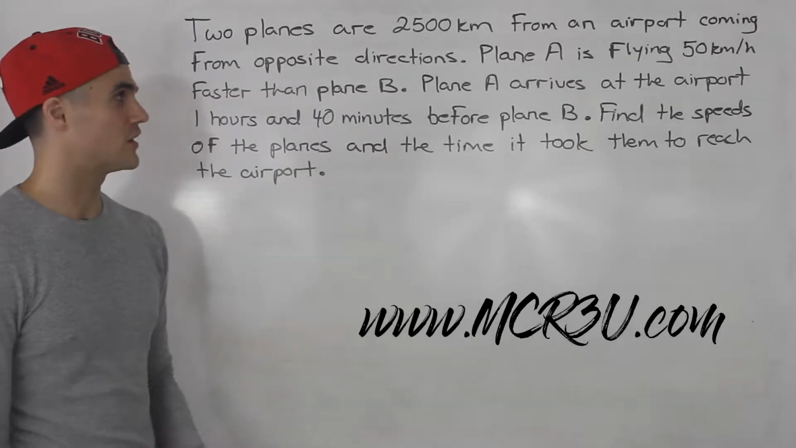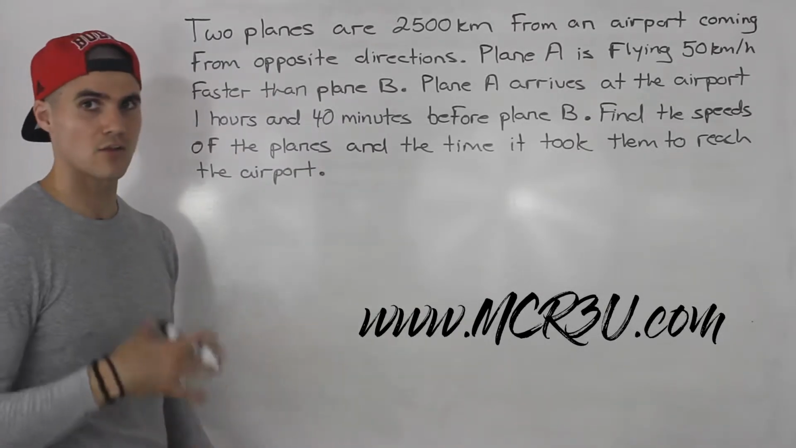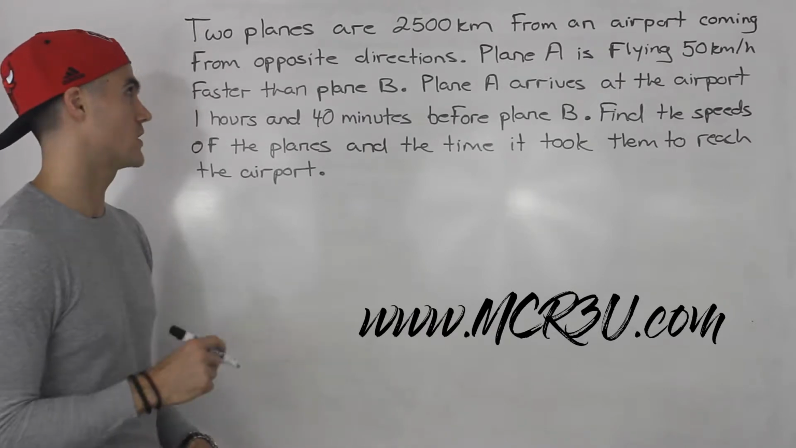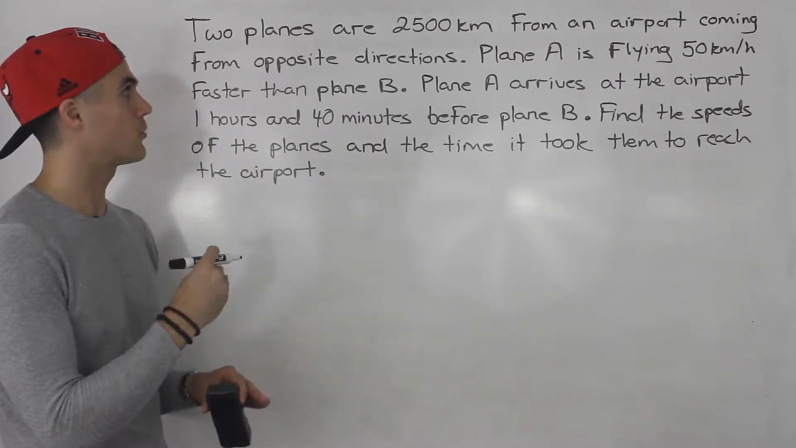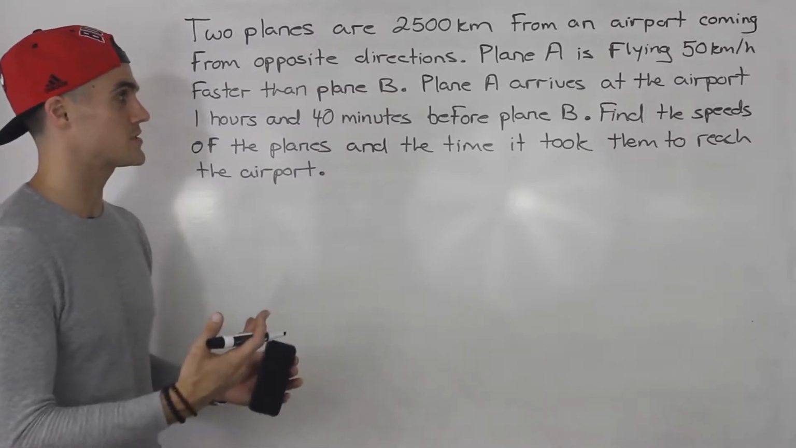Welcome back, guys. Moving on to the next question on the test. Another pretty challenging, tough question. So, two planes are 2,500 kilometers from an airport coming from opposite directions, right?